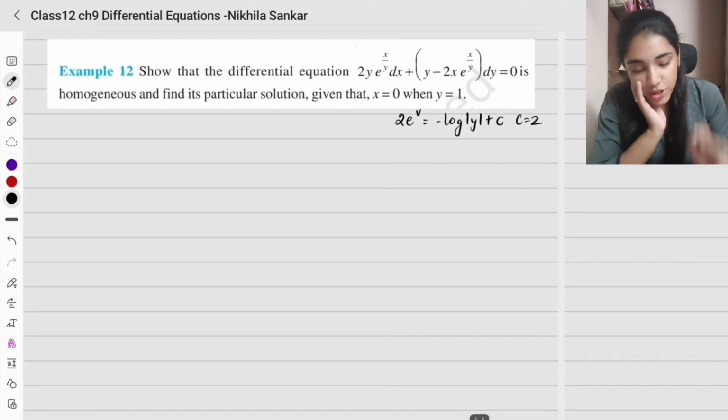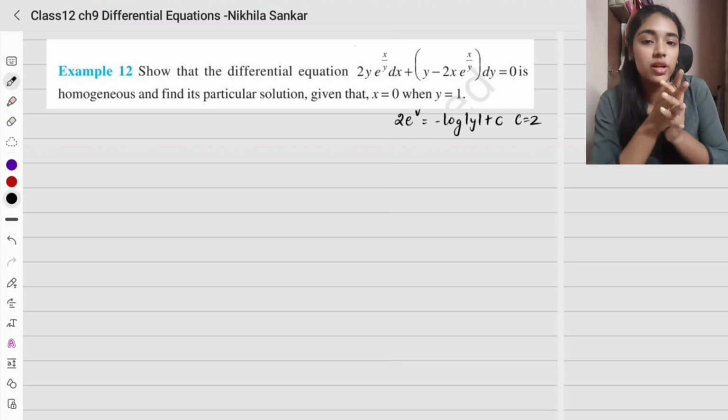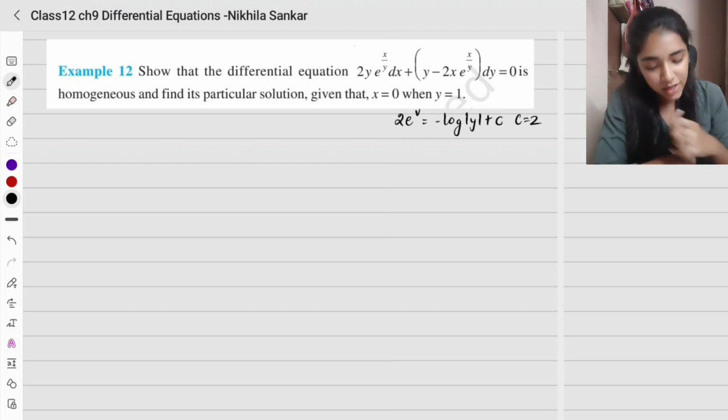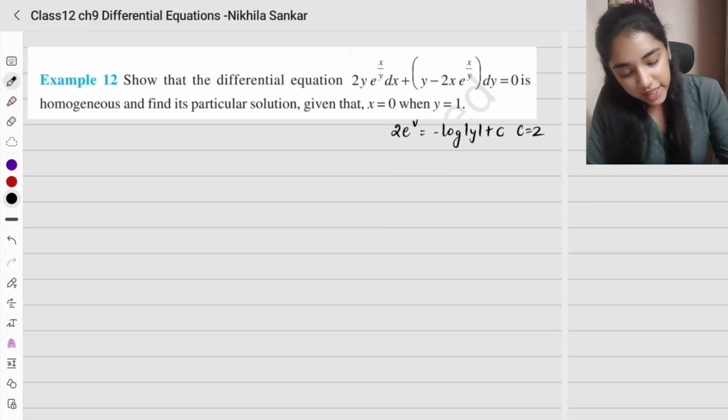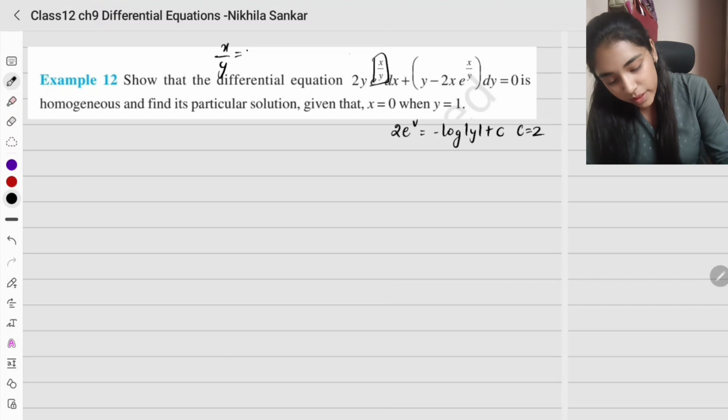Example 12. Show that the differential equation is homogeneous and find the particular solution. So you have a general solution, now particular solution where you have to find the value of c also. Now, in the differential equation, what do we see here? We see x divided by y. So how are we going to substitute? We are going to put x divided by y equals v.